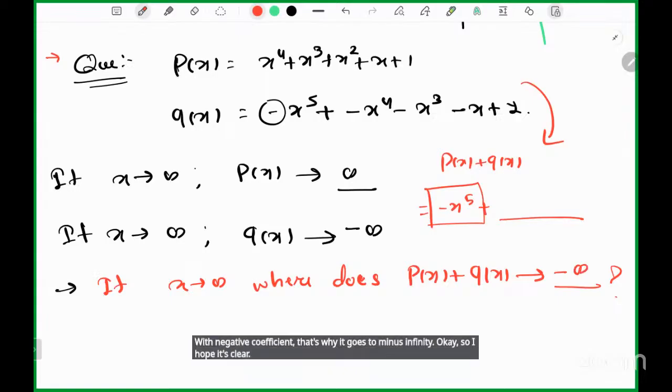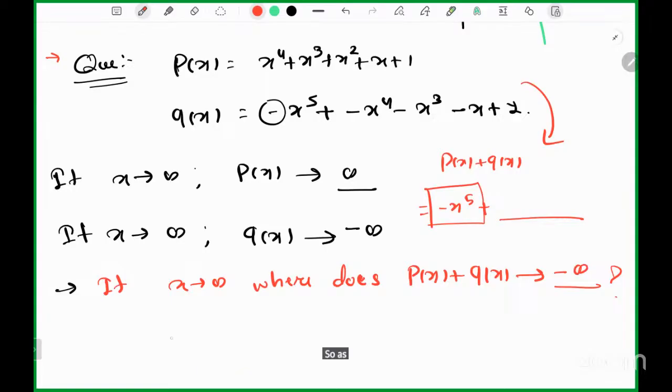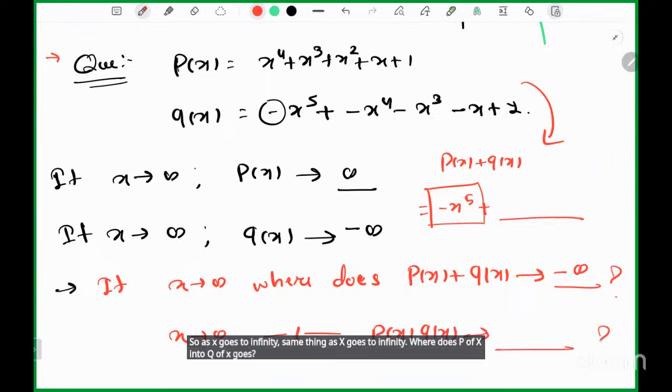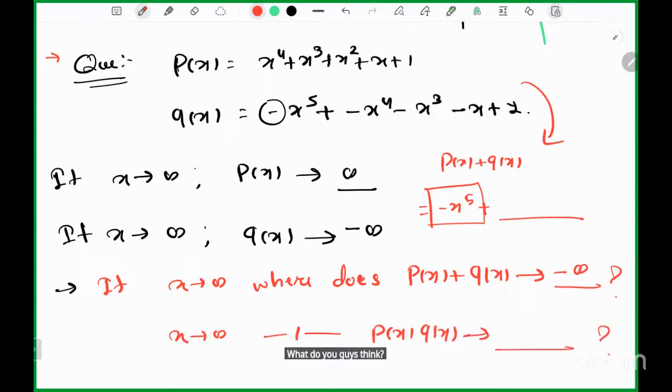Now I'll ask the last question. As x goes to infinity, where does p of x into q of x go? What do you guys think? Minus infinity. Correct, minus infinity.